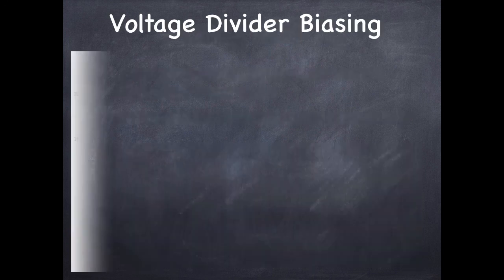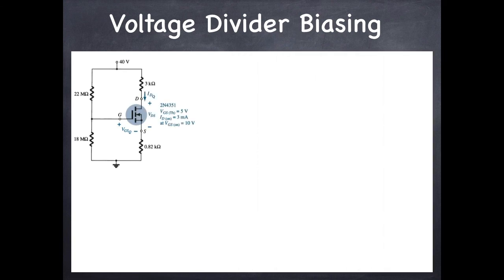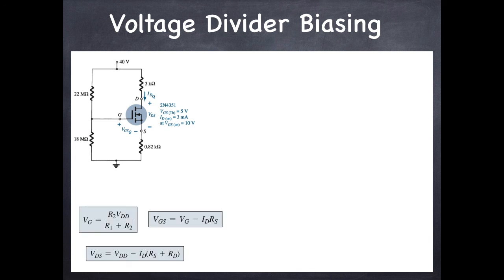Now here is one mathematical example. We have this voltage divider circuit and RS, and these are the equations of different voltages and currents here. You can see here the gate voltage Vg will be equal to R2 upon R1 plus R2 into VDD, because R1, R2 are forming the voltage divider circuit, and the voltage across the 18 megaohms, that is R2, is the gate voltage. VGS, we know, will be equal to Vg minus ID RS, and VDS, the drain to source voltage, will be equal to VDD minus ID into RS plus RD.